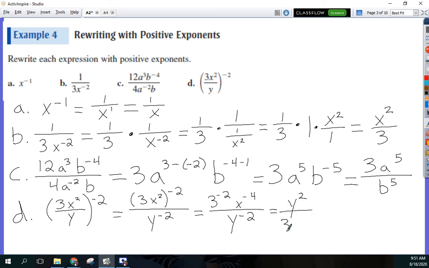Divided by, I'm going to have 3 squared times x to the 4th. And then our last step is just going to be to square that 3. So we get y squared divided by 9 times x to the 4th. Again, checking and making sure that there's nothing else that can be simplified, and making sure that we now have positive exponents, which we do. So that is going to be our final answer.